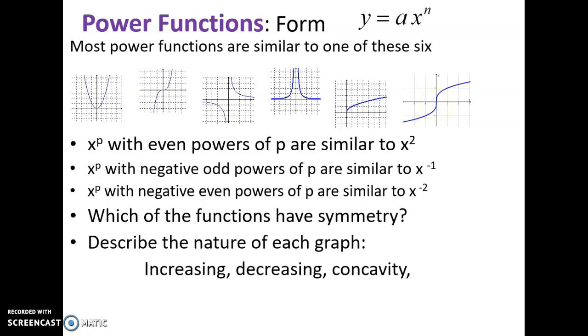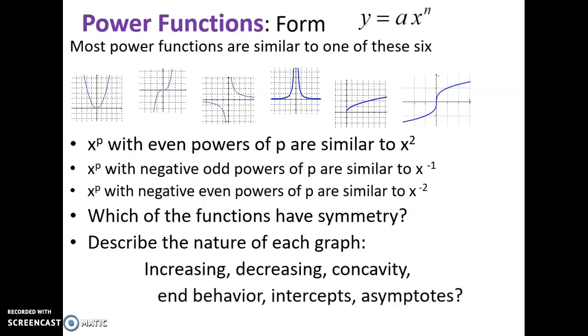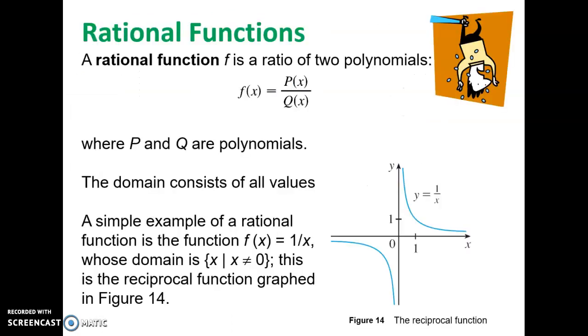You should be able to describe the nature of each of these graphs. In other words, where is the graph increasing? Where is the graph decreasing? What is the concavity of this graph? What is the end behavior of this graph? What are the intercepts of these graphs? Are there any asymptotes? These are all things that you should be able to recall from pre-calculus.